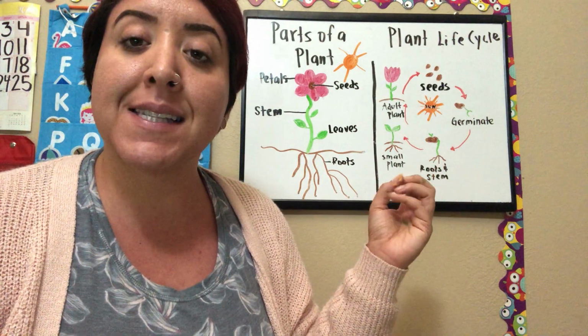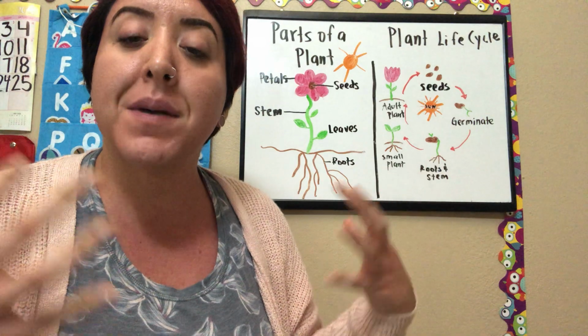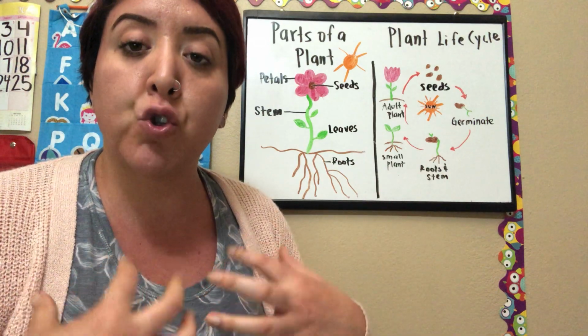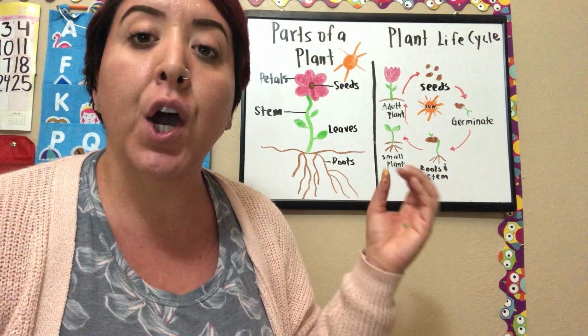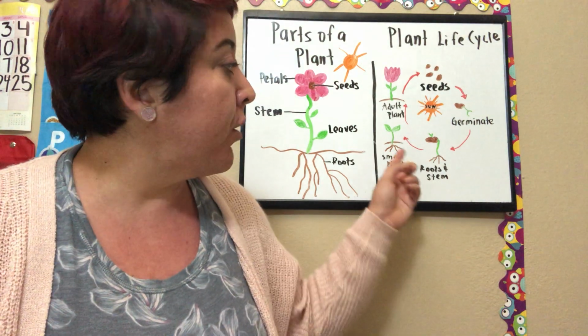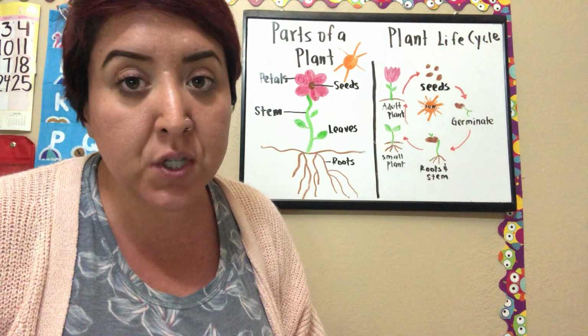So it's getting its food from the sun, from its leaves, it's absorbing it into it, and it's helping it grow. Okay, and it's still a baby plant. It doesn't have any flowers on it, or it doesn't have any fruit on it. Some plants grow flowers, some plants and trees grow fruit, but not everything grows fruit and not everything grows flowers.